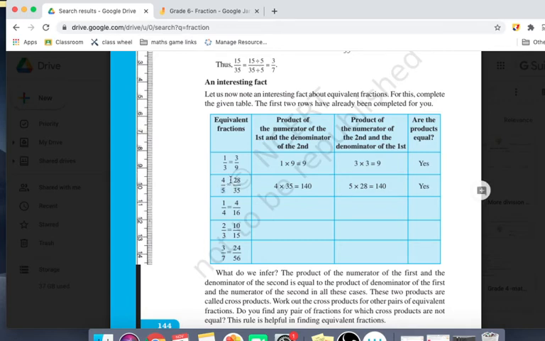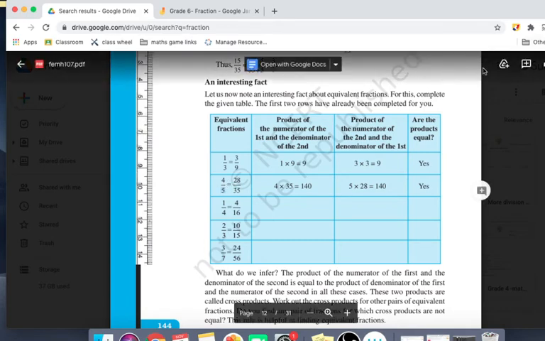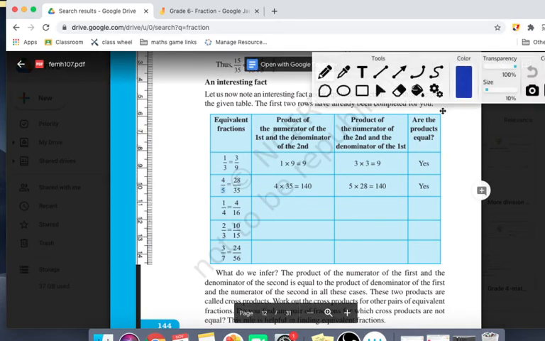If we multiply 5 with 28 and we multiply 4 with 35, we will get the same number. So here you have some space, you can try it. We have to multiply this numerator with this denominator.